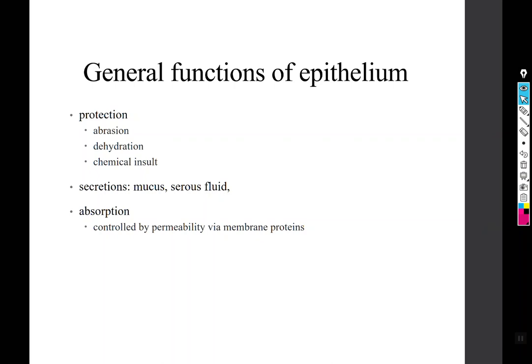Another function is secretion. So they make mucus, which is, you guys know what mucus is. It is what it sounds like. And also serous fluid. And you might not be as familiar with this. Serous fluid is just any thin, watery fluid.